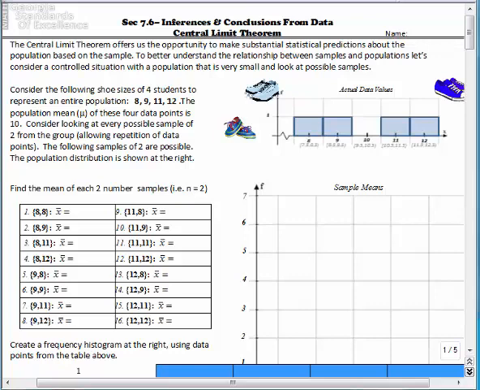So to better understand the relationships between samples and populations, what I recommend is that we start with a really small population. Again, if we only had 4 in our population, we would never do a sample because it's just too small, but we're trying to look at the relationship between a sample and its population. So the easiest way to do that is start with a very small population and consider samples of it. So in this example, we're looking at 4 student shoe sizes. One student has an 8, a 9, 11, and 12, so it's somewhat uniform distribution.